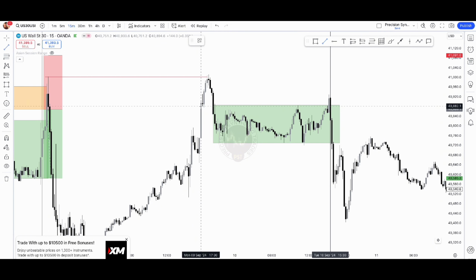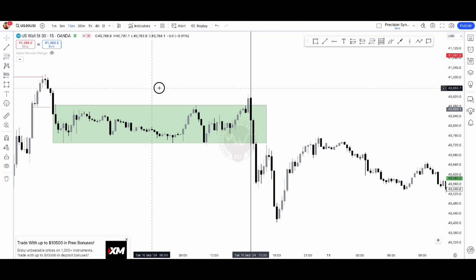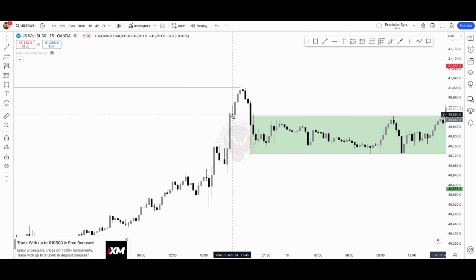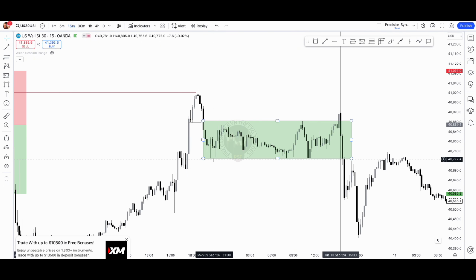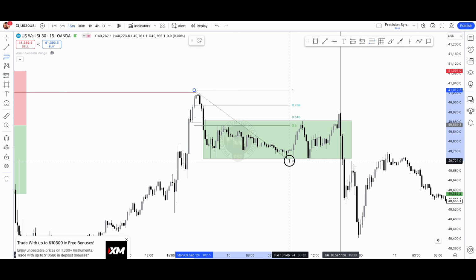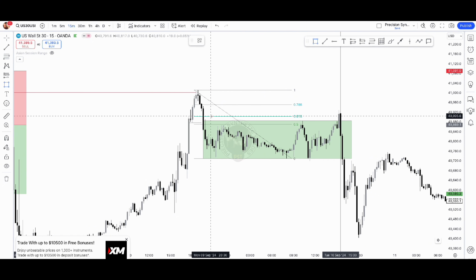We had a market structure shift right there on the lower time frame. Why? Because the left candle is higher than the middle, right candle is higher than the middle. So this is a fractal low. This was the low that was created. So let's draw our fib from this high to this low. Let's mark out the OTE level.